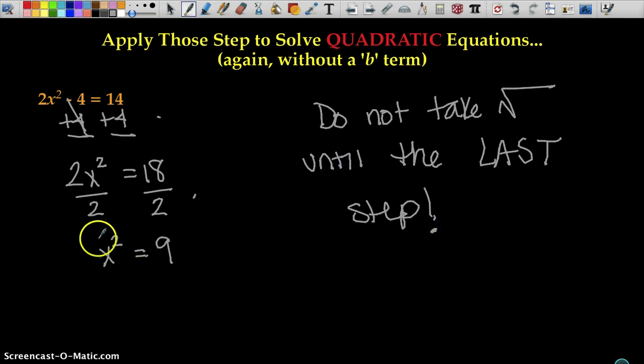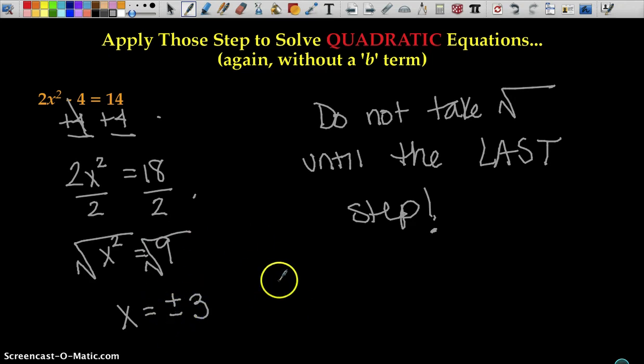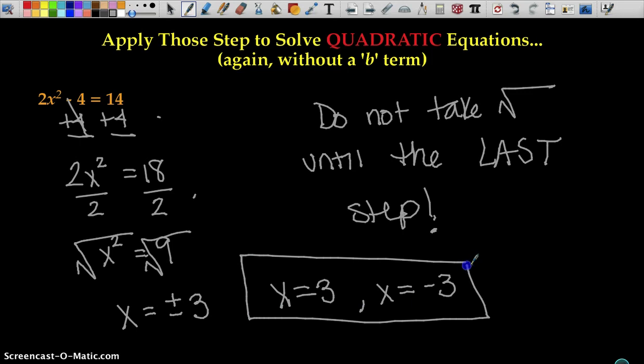So when you have this x squared equals 9, now we're going to take the square root of that. Now remember back in the beginning we were doing that review, it's a positive 3 and a negative 3. So we put that plus or minus 3. So our two solutions are x equals 3 and x equals negative 3. Okay, both of these are solutions to this quadratic equation.